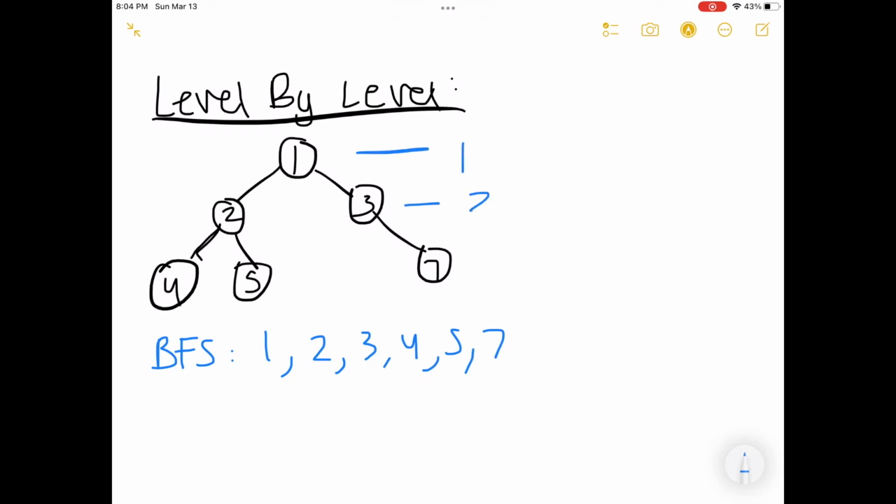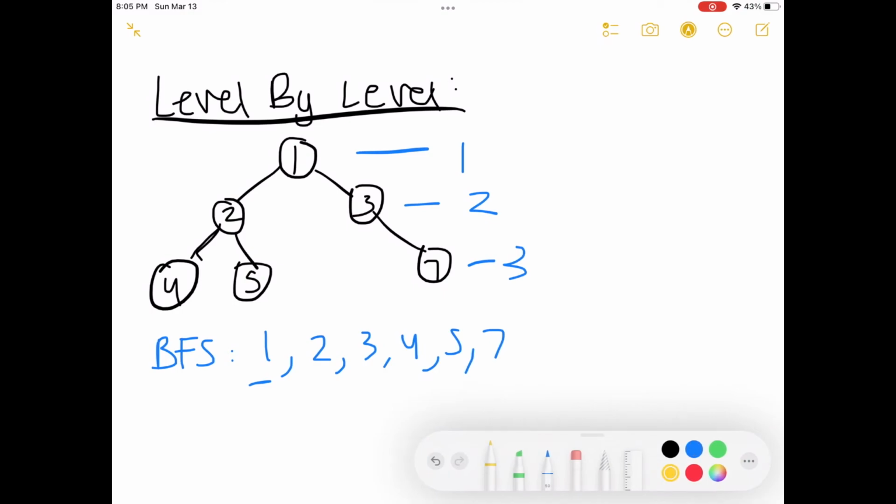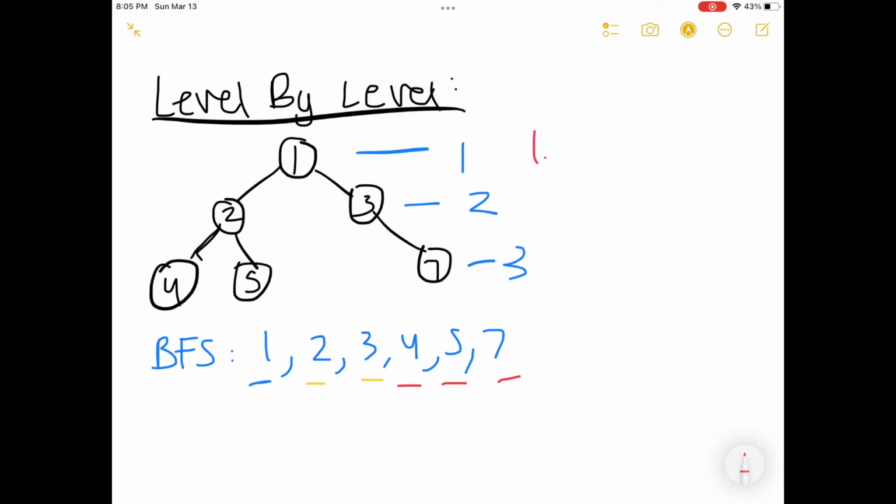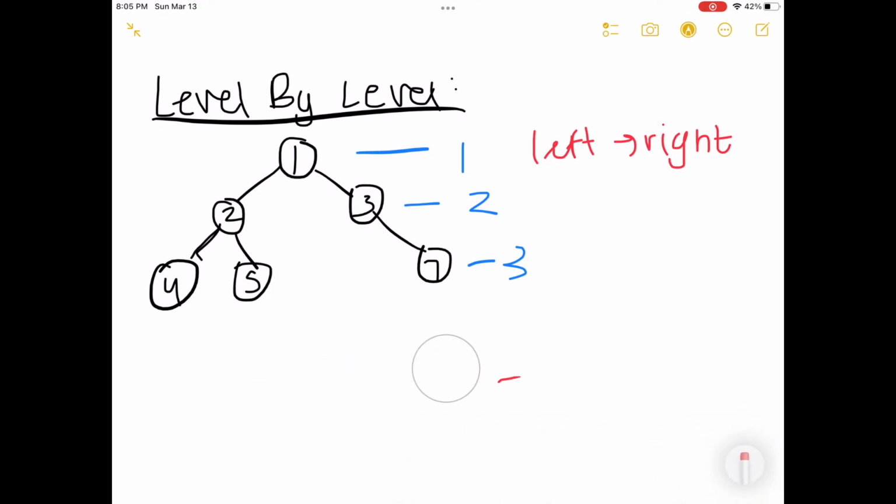So this is the first level, second level, third level. And we print everything in each level. So we printed the 1 here first, and then we printed the 2 and 3 here because that was the second level. And then we printed the 4, 5, and 7 from left to right because that was the third level. And so we're always going left to right here. It doesn't change. Again, the standard: we're going left to right, and we have to print every node in each level.